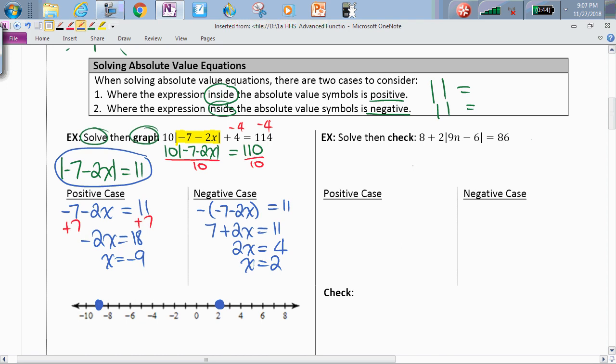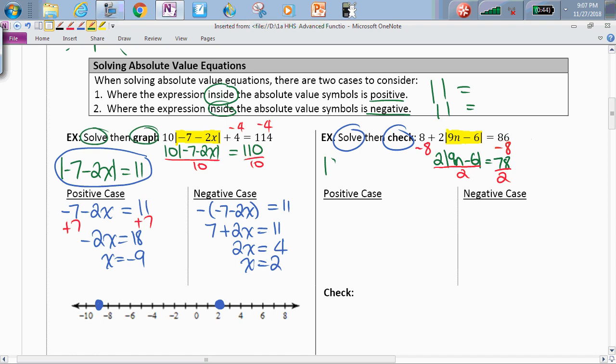Let's do this next one. Solve and then check. Okay, so here we'd solve and graph, here we have solve and check. So we've got to isolate this absolute value right here. We'll get this on its own first. The best thing to do is get rid of this 8, so we subtract it from both sides. That leaves us with 2 times the absolute value of 9n minus 6 equals 78. And we want to get rid of the 2, so we divide both sides by 2.